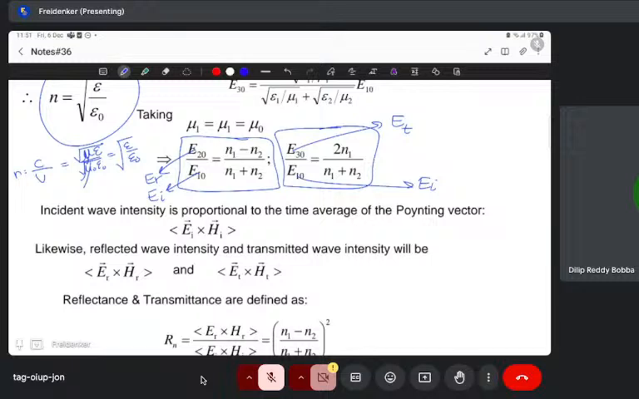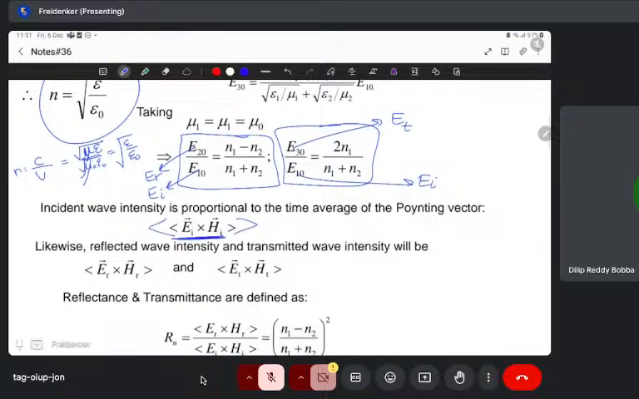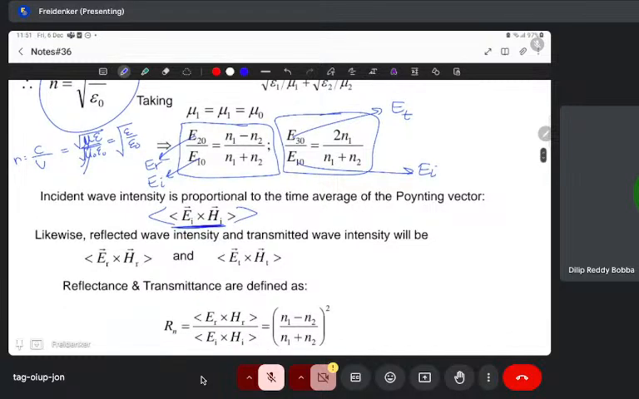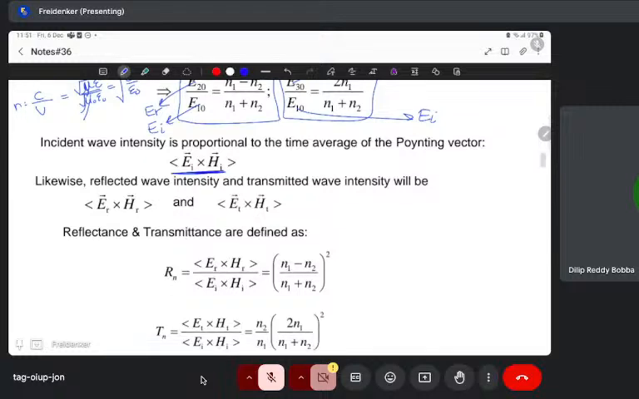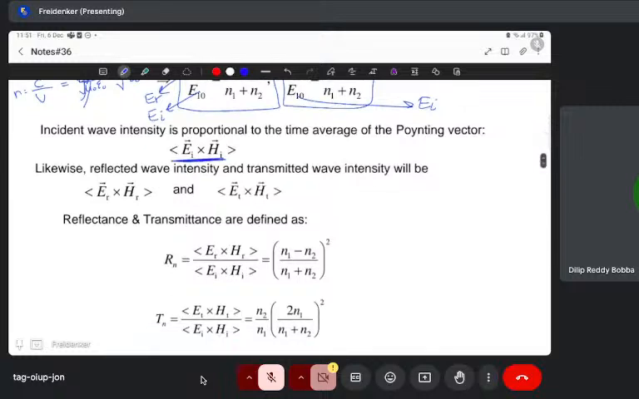Incident, this is the Poynting vector, no? They're taking the average of the Poynting vector. Poynting vector units were watt per meter square. Power per area will give you intensity. So incident wave intensity is proportional to the time average of the Poynting vector, which is understood because units are watt per meter square. So it is very much understood. Okay, so incident wave intensity, reflected wave intensity, transmitted wave intensity. Fine.